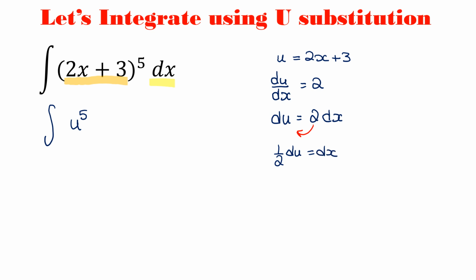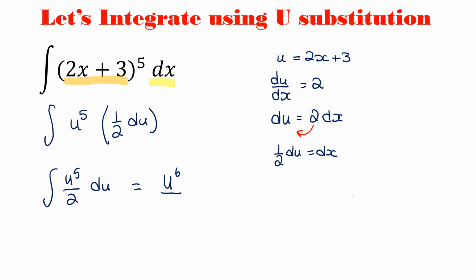So instead of my dx, I'm going to plug in a half du. What that ends up giving us is u to the power of 5 over 2 du. And now I'm going to integrate as normal. Add 1 to my power, divide by my power. So in this case, I'm dividing by 6. There's already a 2 here, so that's 12. And I'm also going to have a plus c because we have an indefinite integral.